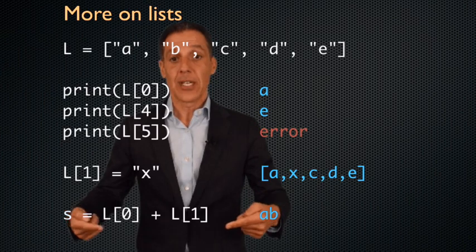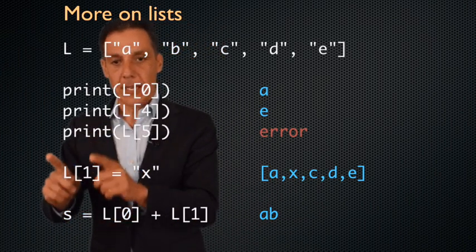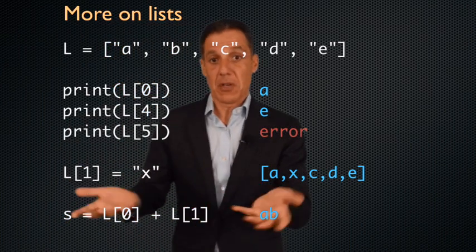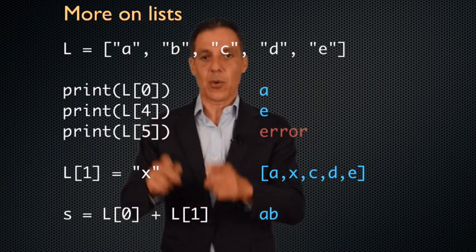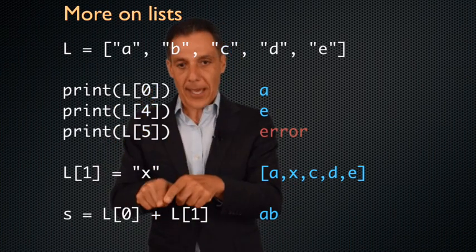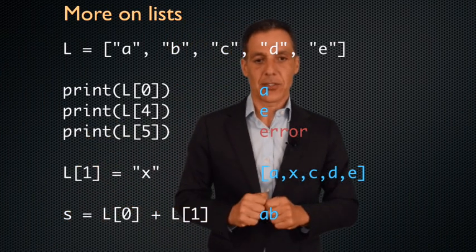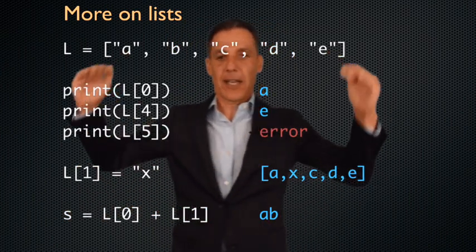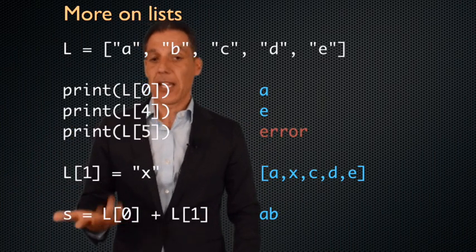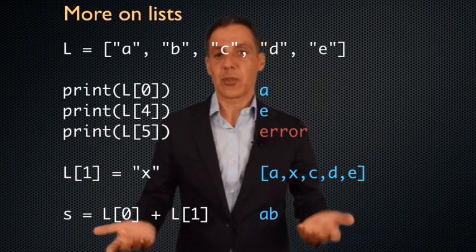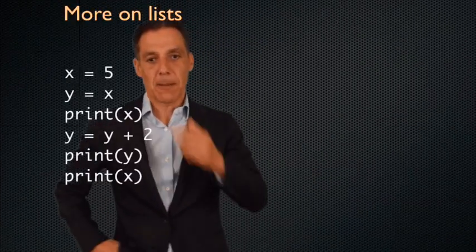I can, of course, do computations. So in addition to printing things and assigning them, I can simply treat them like variables. If I say S is equal to L sub 0 plus L sub 1, that must be string concatenation because those are strings, and S is now just the string AB. Defining, accessing, assigning, and using in expressions elements of the list, just as if they're variables. We just have to specify the name of the list and then which position we want to tap into.